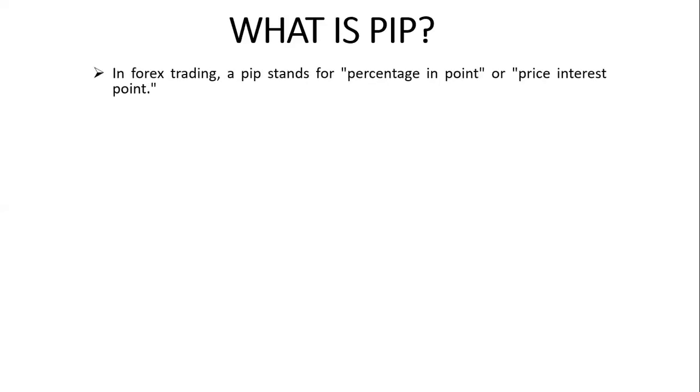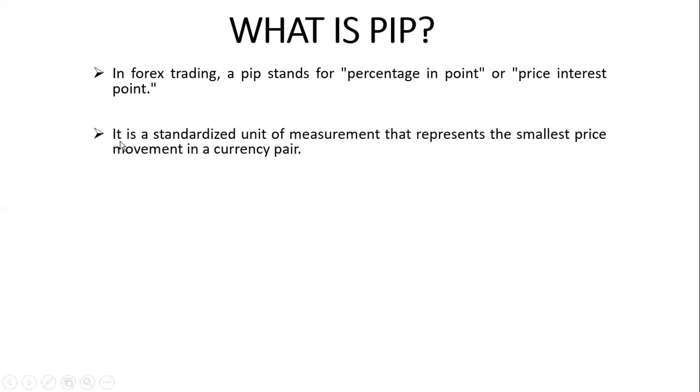Now, in forex trading, a PIP stands for percentage in point or price interest point. It is a standardized unit of measurement that represents the smallest price movement in currency pairs. So the focus is the smallest price movement in currency pairs. We'll be looking at how to calculate that very soon.